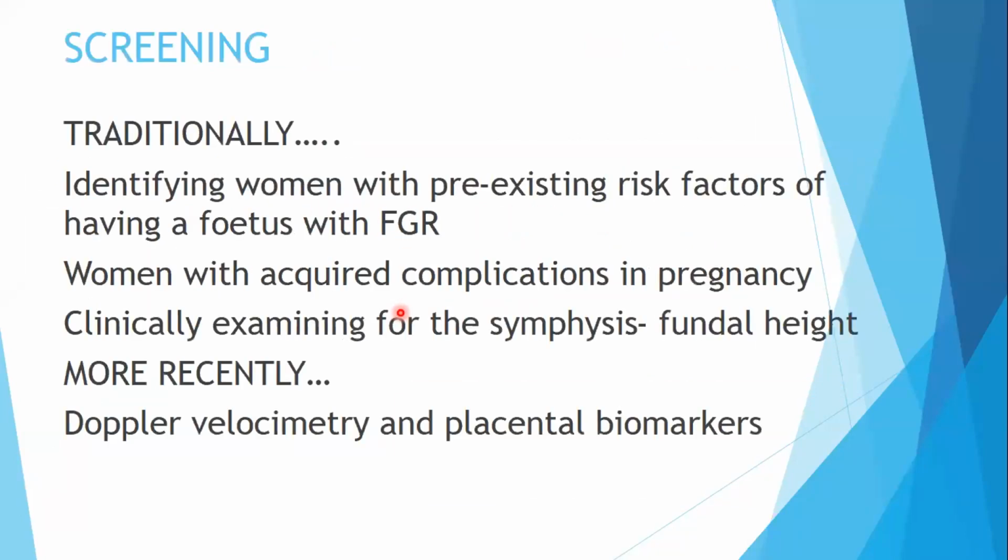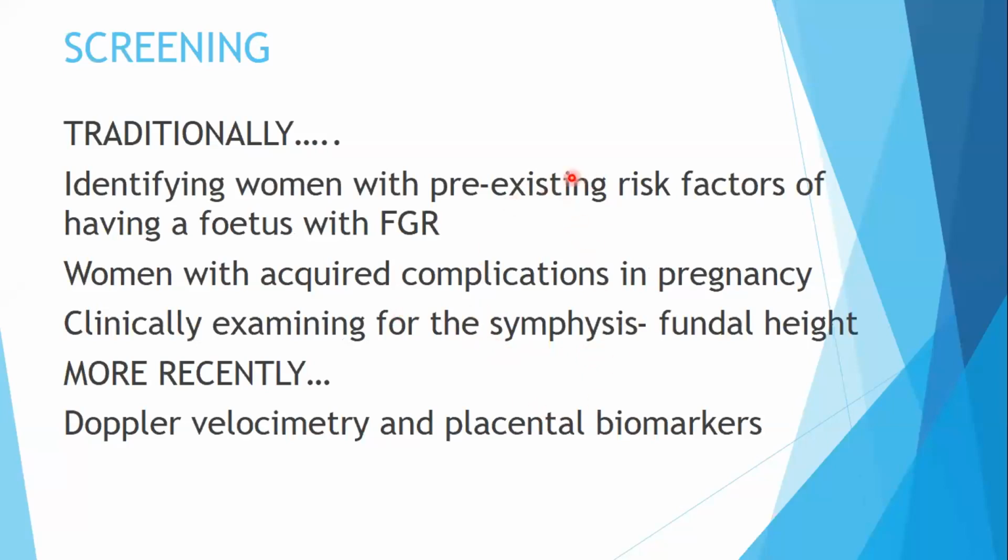Now, in terms of screening, traditionally, what have we been doing? And we are still actually doing it. We're identifying women with pre-existing risk factors for fetal growth restriction who come to our clinics. And then later on, as the pregnancy continues, we also assess the acquired complications in that pregnancy, which also make them at high risk of having a baby with fetal growth restriction. And then we are clinically examining the mother to find out the symphysis fundal height, and then also decide whether they are at risk of fetal growth restriction.